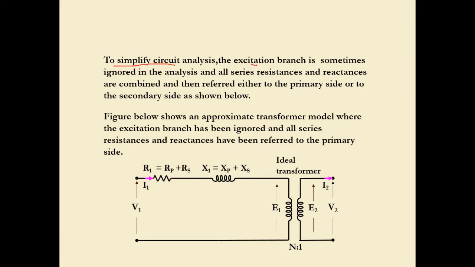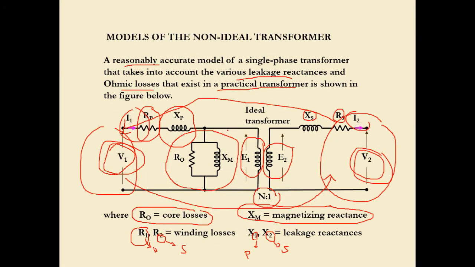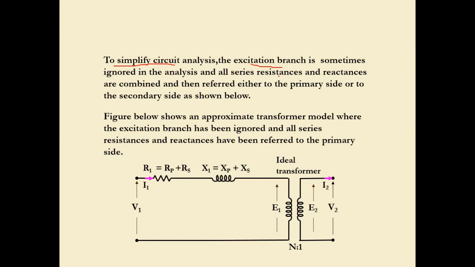And then we come to the circuit simplification. The excitation branch, the one I highlight here, comprising R0 and XM, is sometimes ignored or neglected in the analysis. So it has been removed over here, you can see, so it is a blank zone. In the analysis, all series resistance and reactance are combined and then referred either to the primary side or to the secondary side, as shown in the figure below.